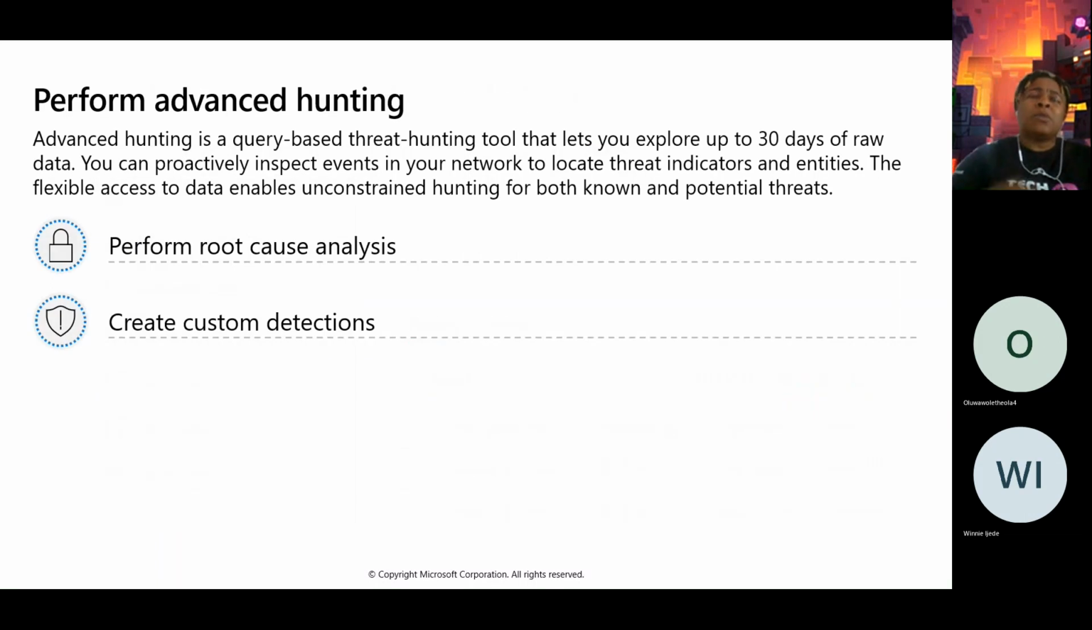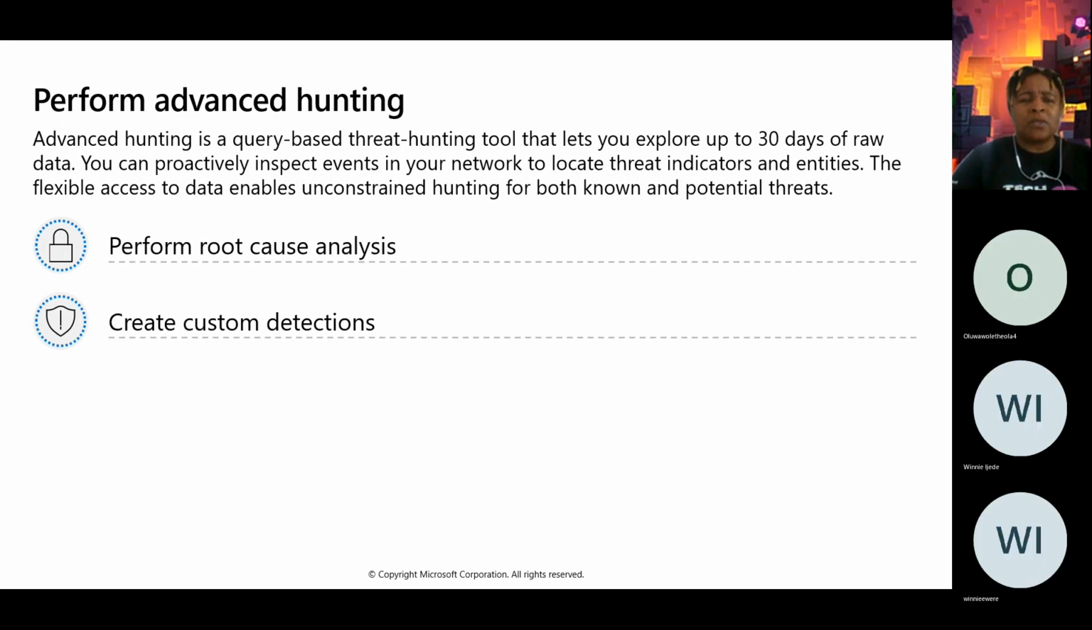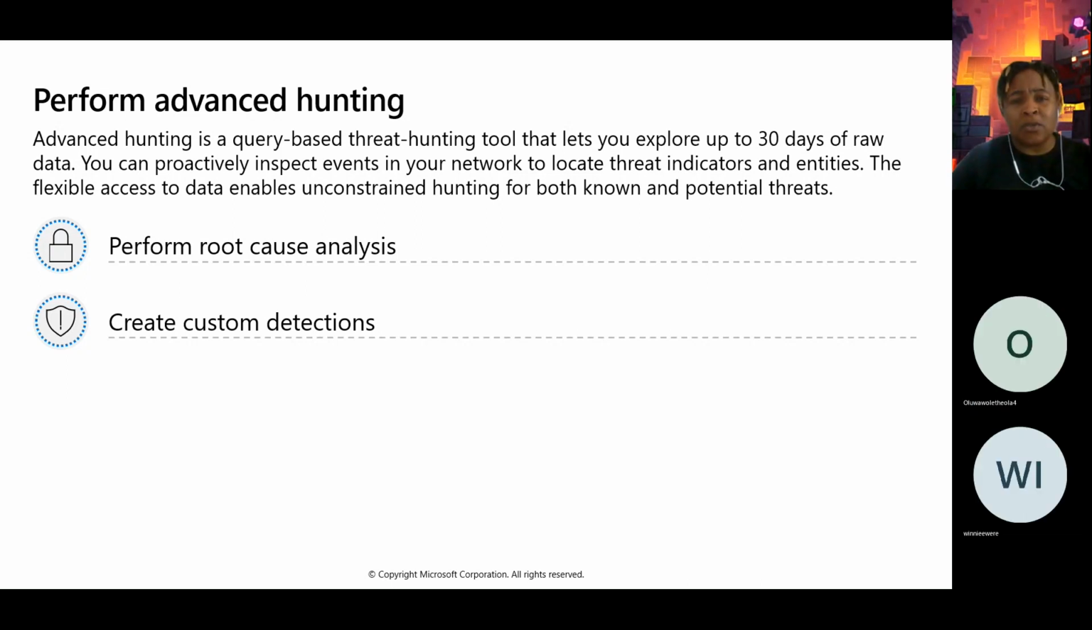Okay, now today we just want to quickly look at how to move into tier 3, where you begin to do advanced hunting. We want to see how Defender enables you to do advanced hunting. What's advanced hunting? Advanced hunting is a query-based threat hunting tool that will allow you to explore at least 30 days of raw data. Now, the 30 days of raw data fits into the Microsoft Defender dashboard.